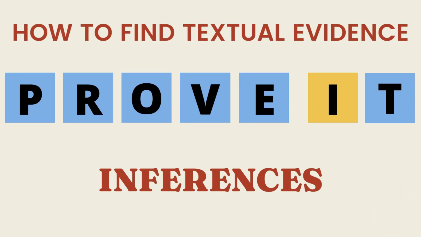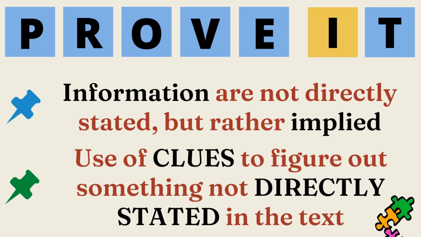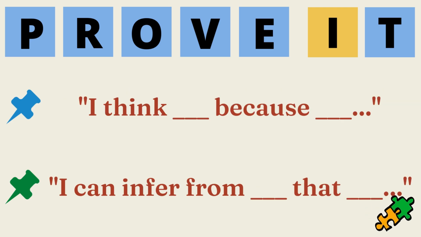There are also certain things that are not directly stated but rather implied when you are reading a text. The next letter is I, which stands for inference. Is your answer correct? Those pieces of information will direct you to make an inference by using clues to figure it out. And you need to know that those inferences might be valid as long as they are supported with other pieces of information from the text. You can make use of the phrases "I think blank because blank" and "I can infer from blank that blank."